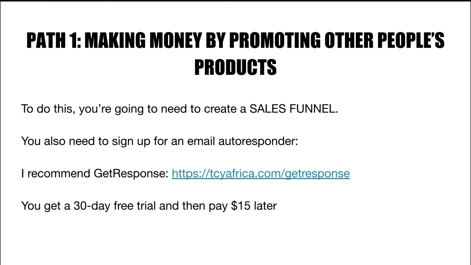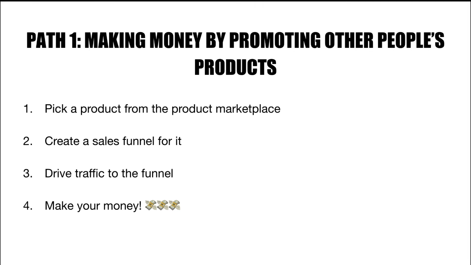You're going to need to create a sales funnel if you want to make money by promoting other people's products. So what's the process like? The first thing is, once you create an account on Expertnaire, you're going to need to pick a product from the product marketplace. Then you're going to need to create a sales funnel for it, and then you're going to drive traffic to the funnel, and that is how you make money.